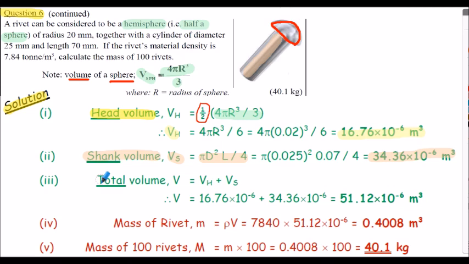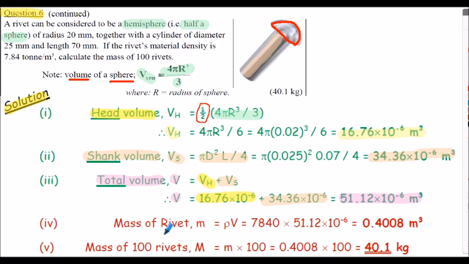To find the total volume, I simply add up the head and the shank volumes. So the head volume calculated above, added to the shank volume again calculated above, gives the total volume of the rivet.